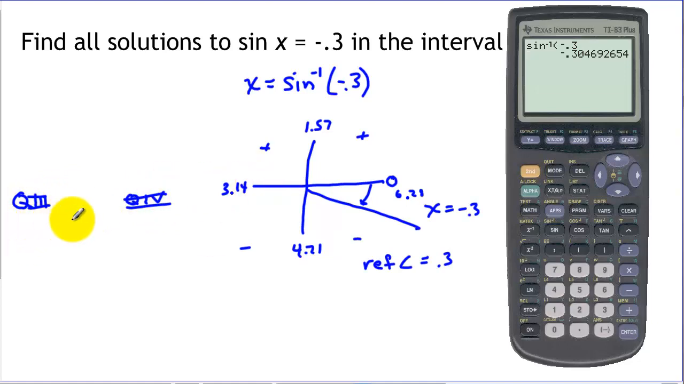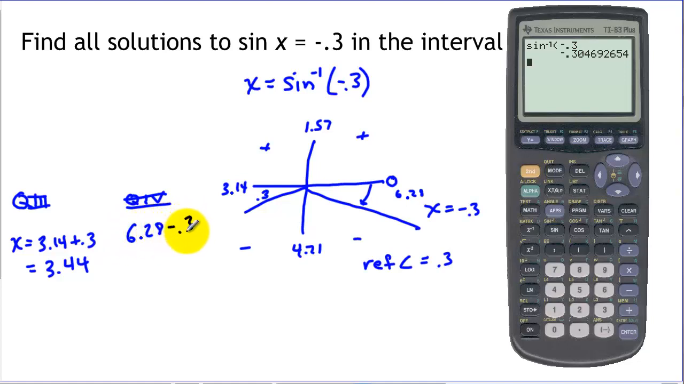So if we look in quadrant 3, that would be here. Again, this is 0.3. So our x value is a little bit more than 3.14, so it would be 3.14 plus 0.3, or let's call it 3.44. And now here we have negative 0.3. So we could take 6.28 in our Q4 minus 0.3. So our x value here is about 5.98.